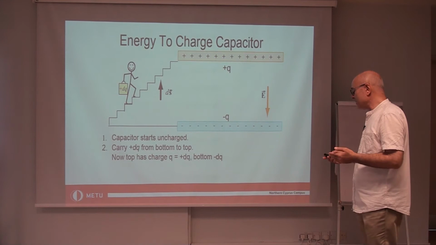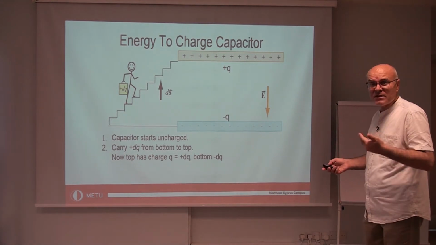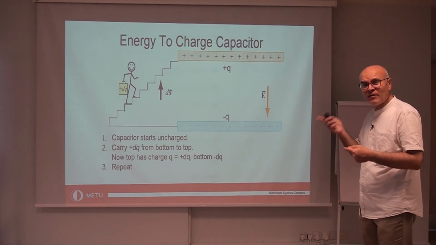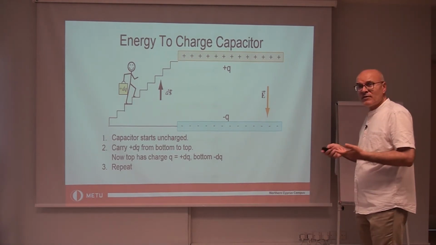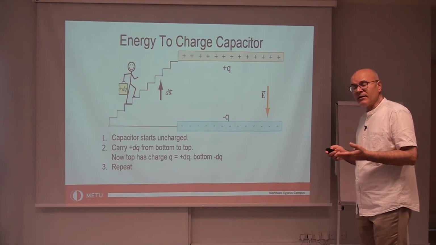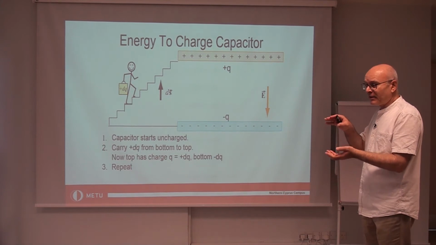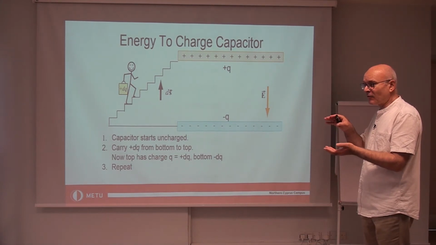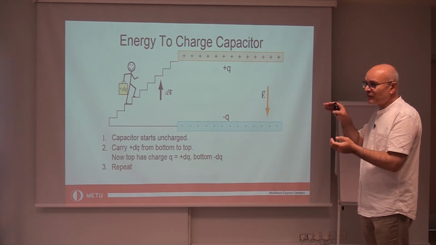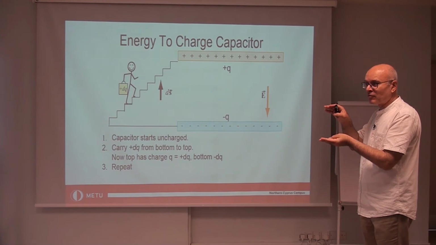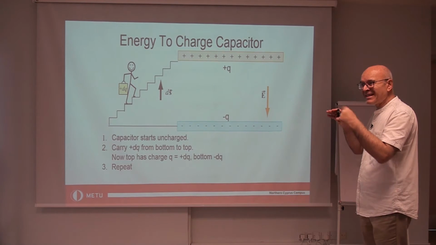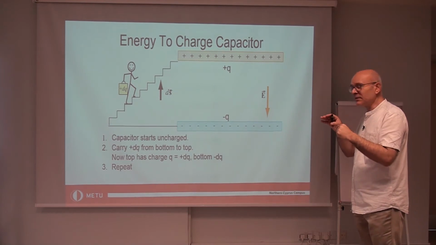And this process will continue. You can think of this as the charging process: start neutral, and then a small positive charge is carried from the lower plate to the upper plate. So you will have a small positive charge up, a small negative charge down, and you continue the charging process in small increments of charge.